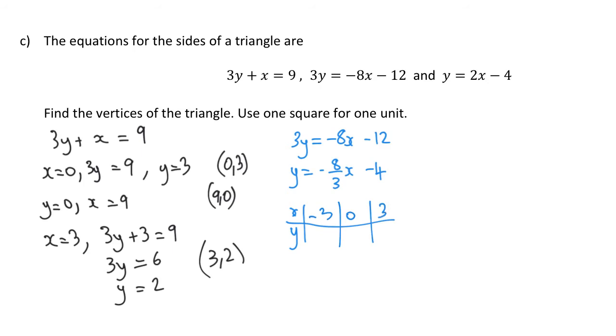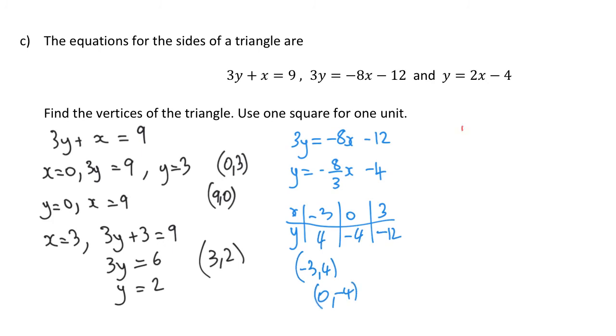So substituting the x values into the equation: -8/3 of -3, well 1/3 of -3 is -1, so -8/3 of -3 is going to be 8. 8 take away 4 is 4. -8/3 of 0 is going to be 0. 0 take away 4 is -4. And -8/3 of 3 is -8. Take away 4 is -12. Now that last point will be outside our range, but we've got two good coordinates, so we're happy enough with that.